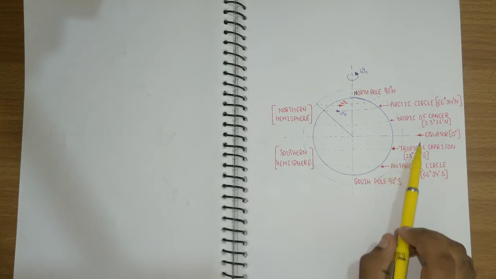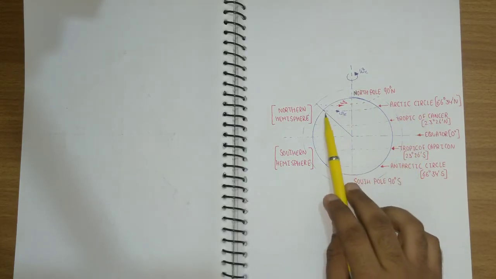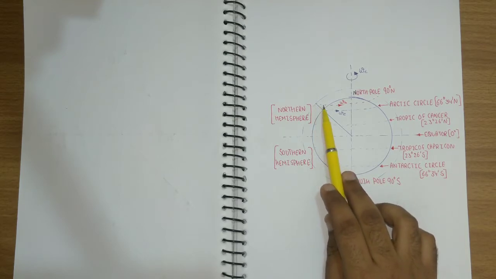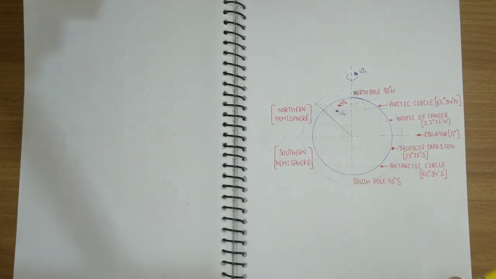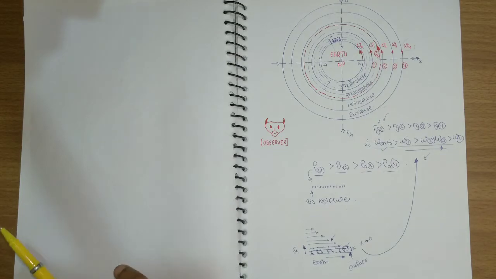So we will be doing our analysis at the Arctic Circle, at the stratosphere sublayer A, which is moving with angular velocity omega A, as we have discussed in the previous diagram.